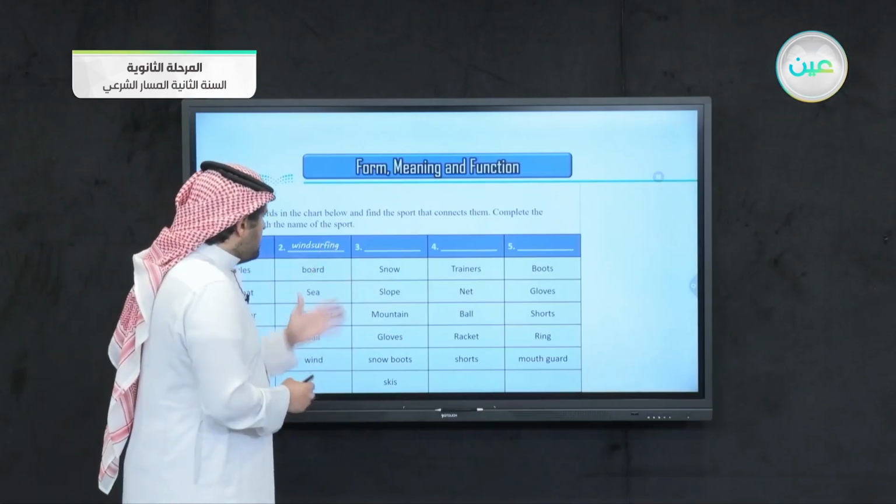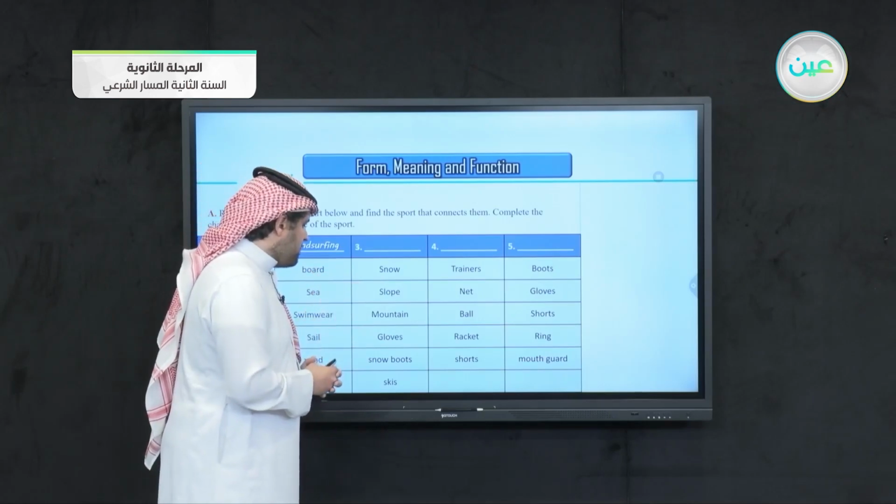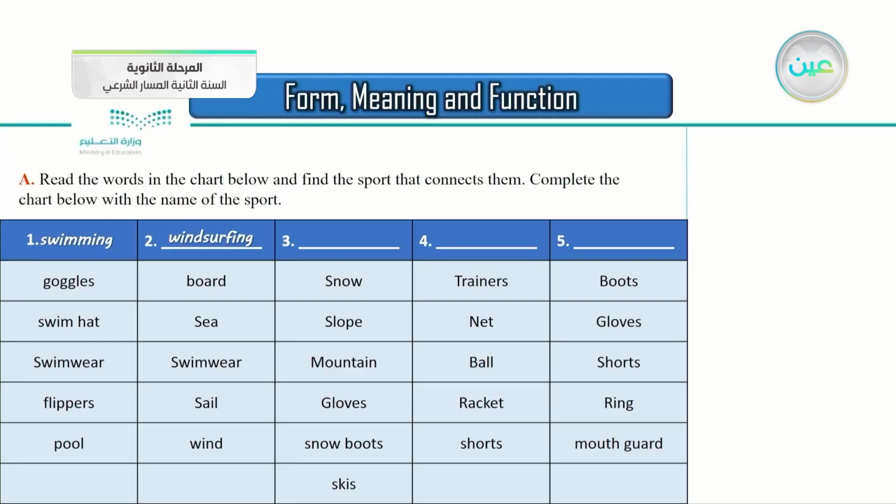The third one, snow, slope, mountain, gloves, snow boots, and skis. So I think that you have some clue here. I think this is an easy one also. Let's see the answer here. It's skiing. From the last word, skis, I think you got the answer.